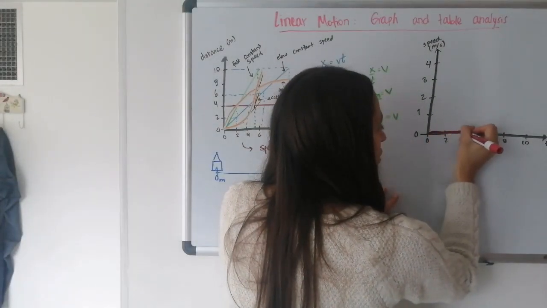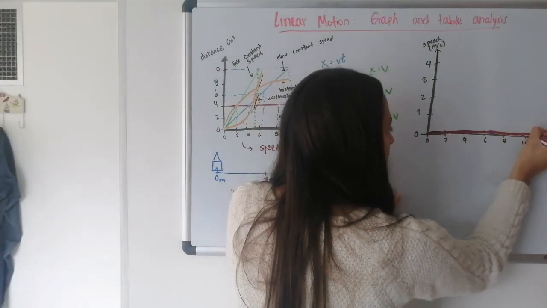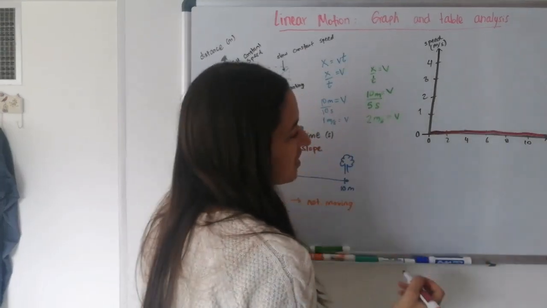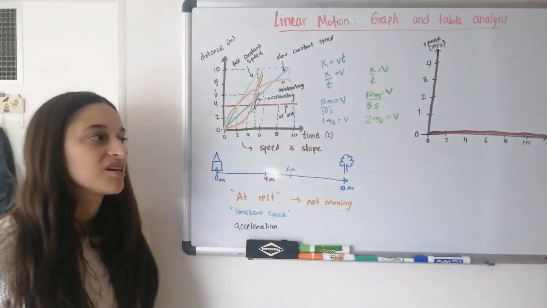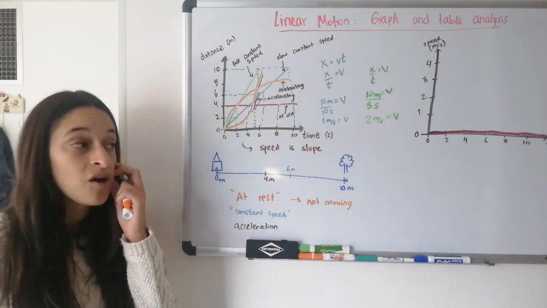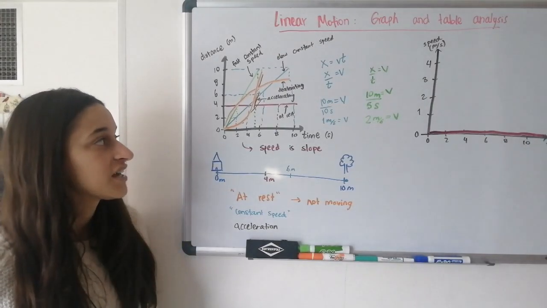So we basically draw a line on top of our x-axis. Sorry, it's so wiggly, but this line is at rest, the object at rest, because it has no speed since it's not moving. That's the first case.